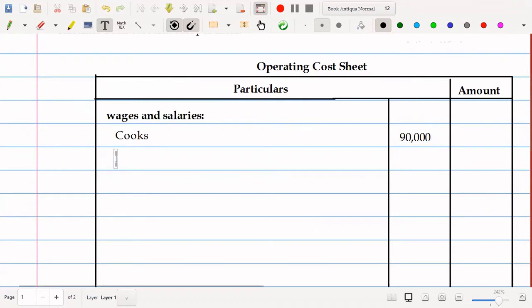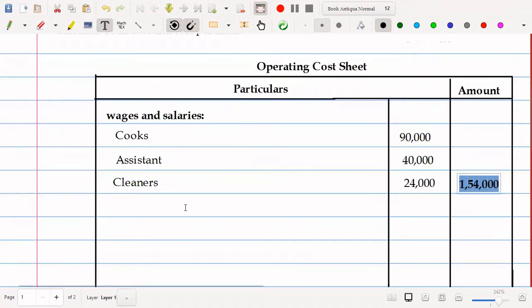Assistant salary. Assistant salary rupees 40,000, and cleaners wages. Cleaners wages, it's 24,000. So under this head, there are three wages and salaries. Now we add it, it comes to 1,54,000. So this is one head we have completed.